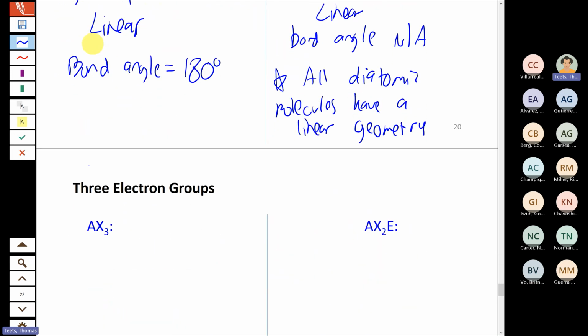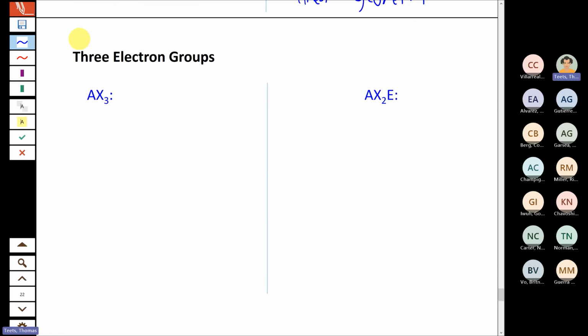Now, when we go to 3, things are a little bit different, but still 2-dimensional, so it's not too bad for us. So with 3 electron groups, if we have no lone pairs in the center atom, that's going to be the first case we consider, which would be AX3. For AX3, we now have 3 electron groups around the center atom. We want them as far away from each other as possible. And the way you do that is with an equilateral triangle. 120-degree angles between each of them. So that's going to look like this.